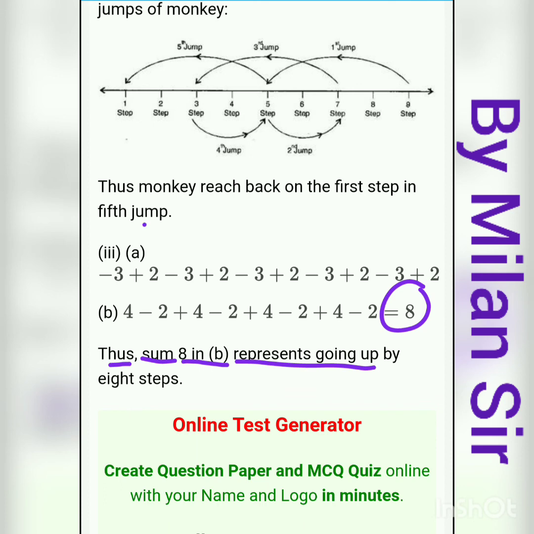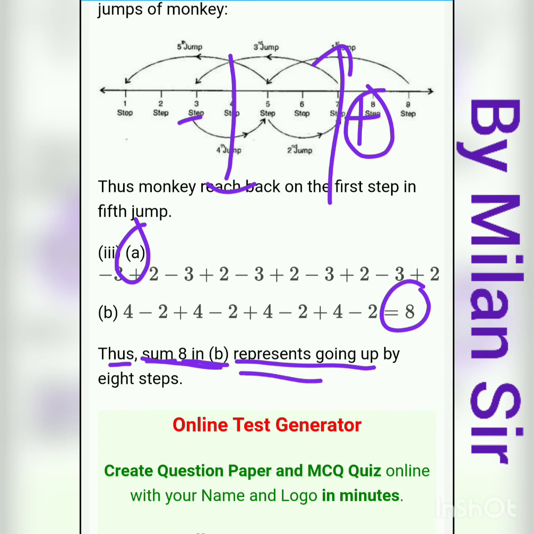In number A, the negative sign represents downward direction 8 steps. So in the second answer plus 8, it shows upward direction 8, right? So the sum 8 in B represents going up by 8 steps.